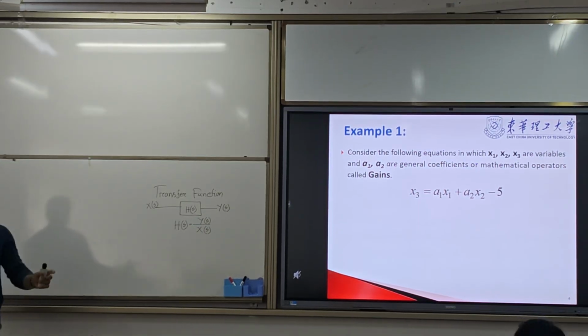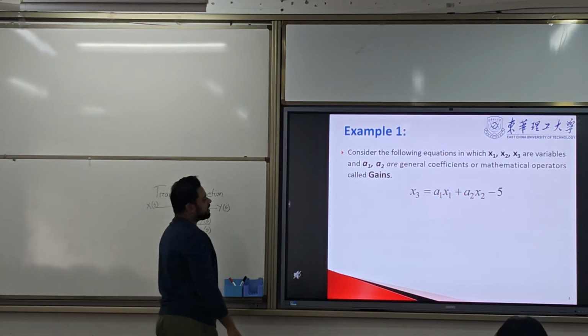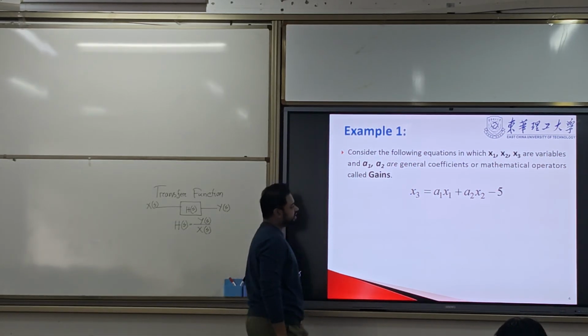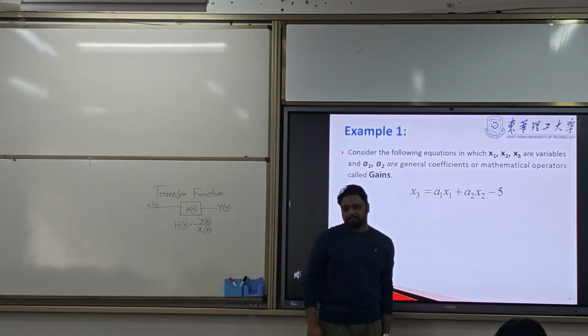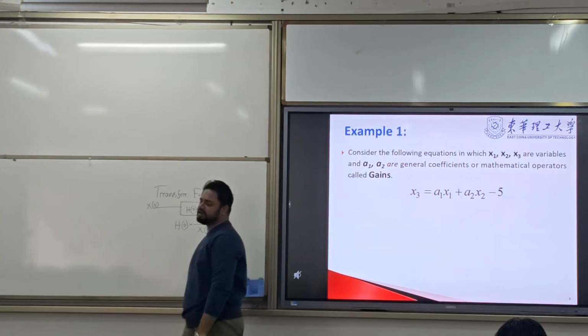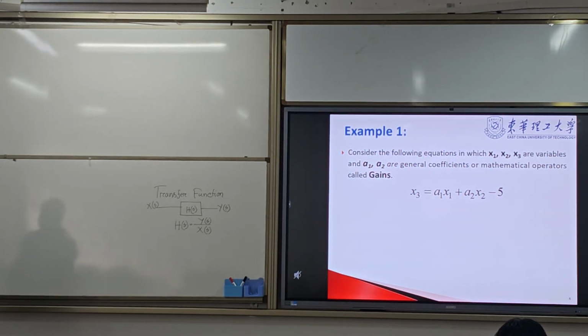Now we will see one example here. Here we have x3 is equal to a1 x1 plus a2 x2 minus 5. How can we explain? How can we derive it?